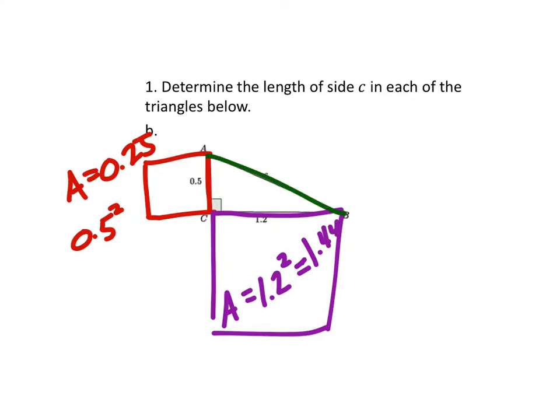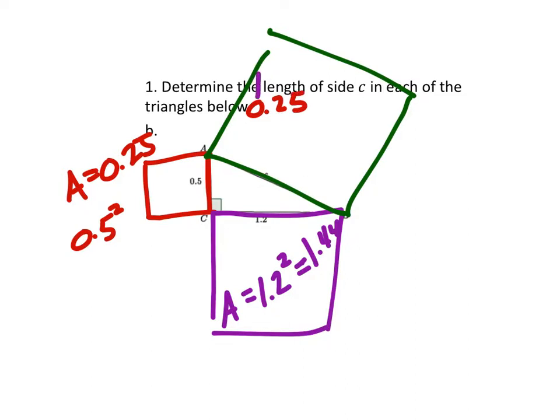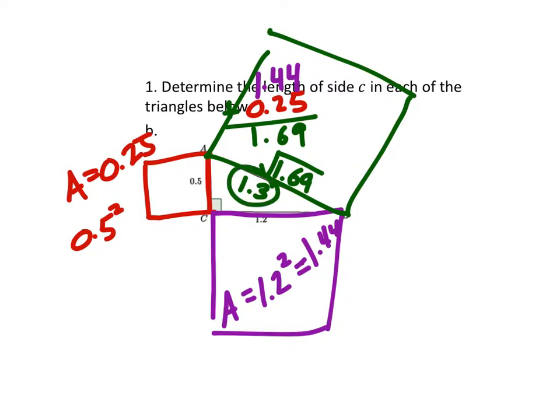Now the hypotenuse, if I were to make a square out of it, I would just take the red area, which is 0.25, and add it to the purple area, which is 1.44. And when I add these two together, I get the area of the green square, which is 1.69. So if I wanted just the length of that hypotenuse, I'm going to take the area, 1.69, and square root it. Now when I put that in the calculator, I get 1.3. So our answer on this one is 1.3.